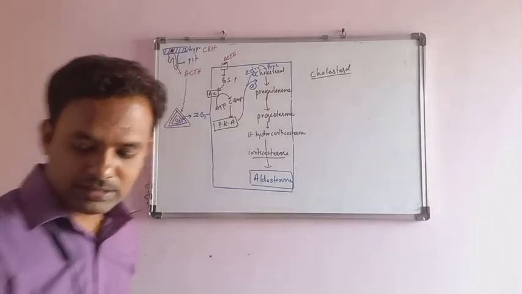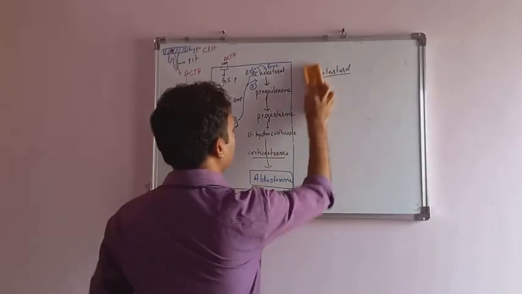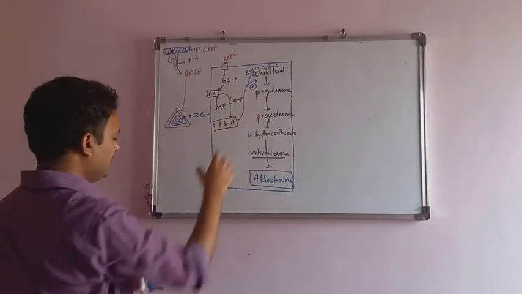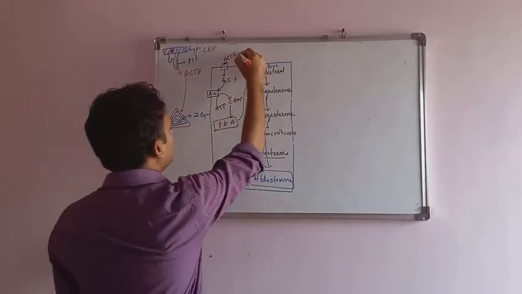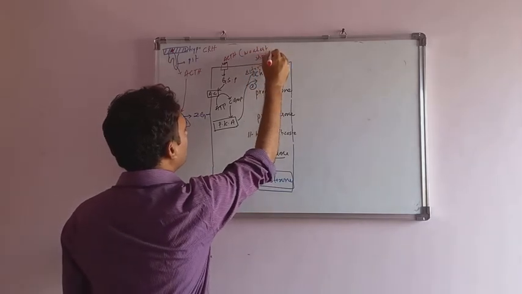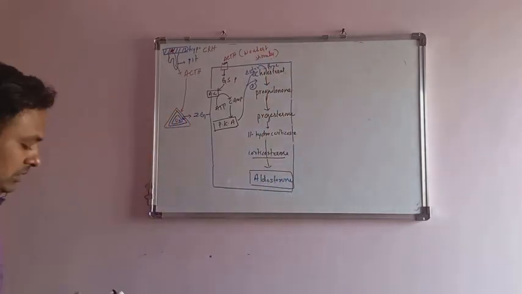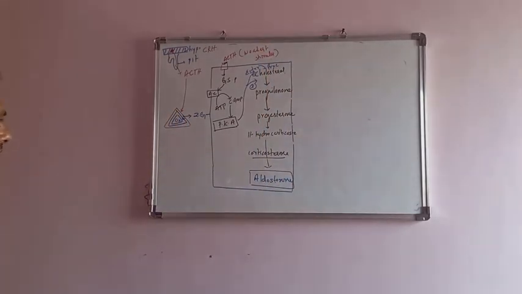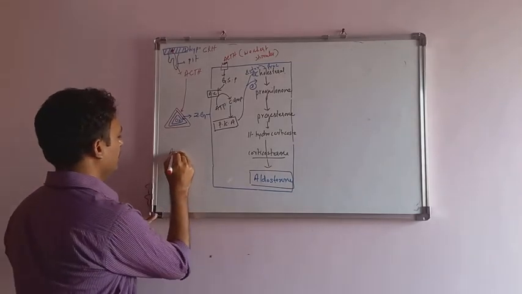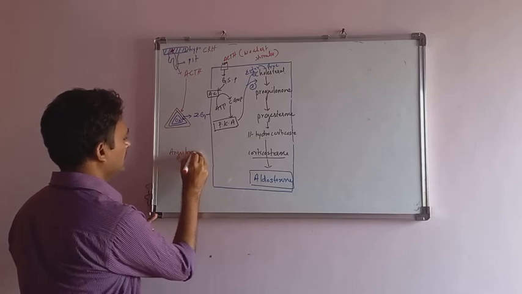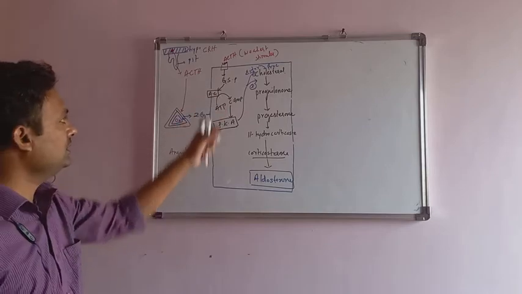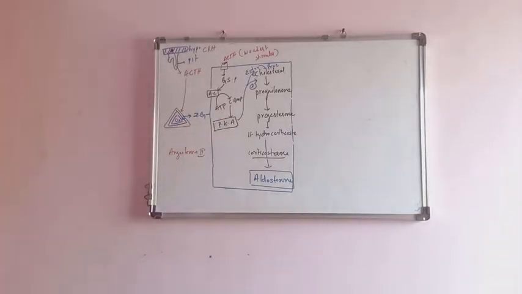But in the case of aldosterone synthesis, this is a weak stimulus. Remember, ACTH is the weakest stimulus. Then what is the strongest stimulus? The strongest stimulus is angiotensin 2. Angiotensin 2 is the strongest stimulus for the aldosterone synthesis.